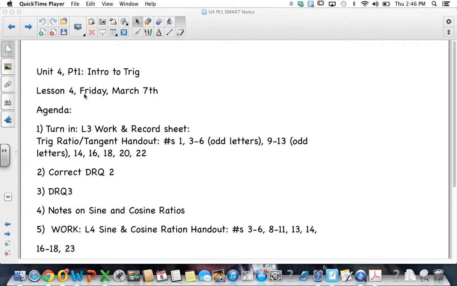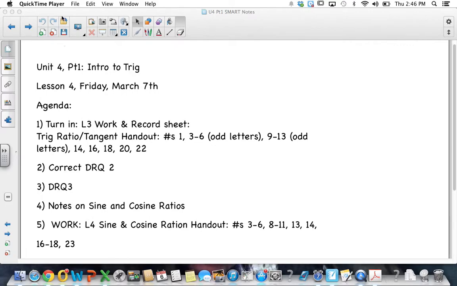For today's lesson, lesson 4, we're going to be working on sine and cosine review for the trig ratios. You can turn in lesson 3 work and lesson 4 work after break, and that's what's listed here for number 1. And we're going to correct DRQ2 after break, and we're going to actually do DRQ3 next class when you get back from break. But after we go through the notes on sine and cosine review, you need to be working on lesson 4, or you can work on the previous lessons. But please use this time wisely so that you guys stay up with the work.